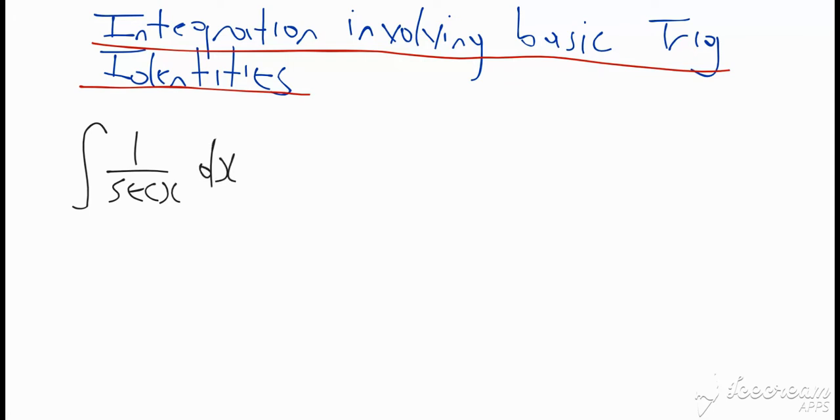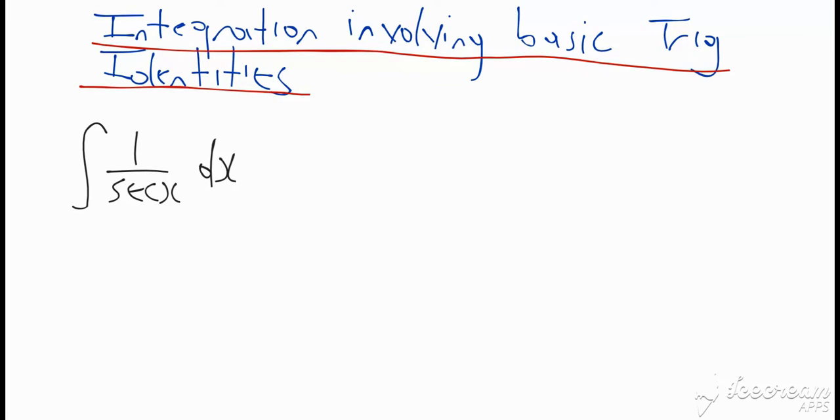Now, in a scenario like this, when I examine the function 1 over sec x, I do recall from my previous videos, I wouldn't have given you an integral for 1 over sec x. I would have given you an integral for sec squared x. And we know the integral of sec squared x is tan x. But what about sec x? Since we don't know the integral of 1 over sec x, we're going to have to associate it with an identity that we know, associated with a function that we can integrate.